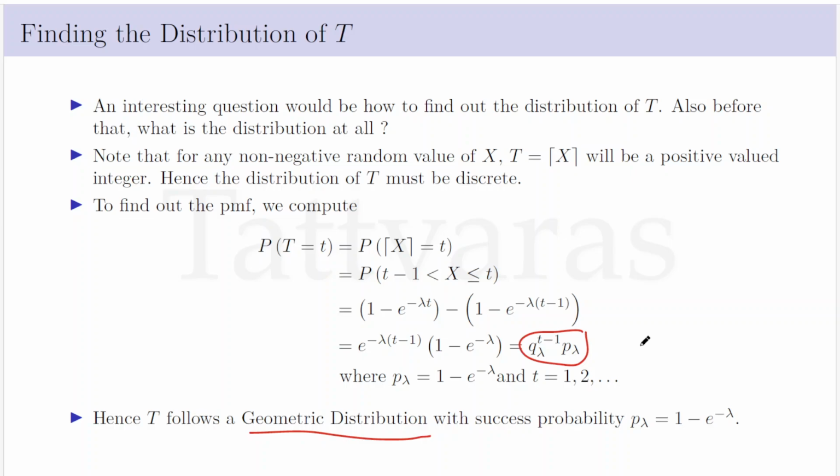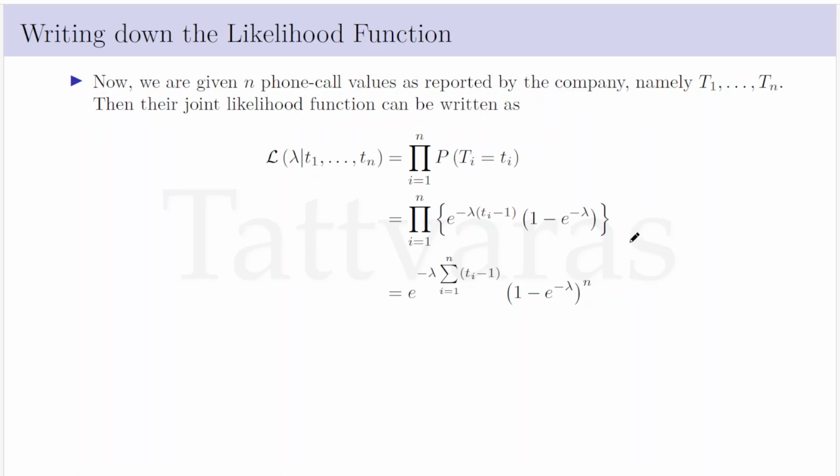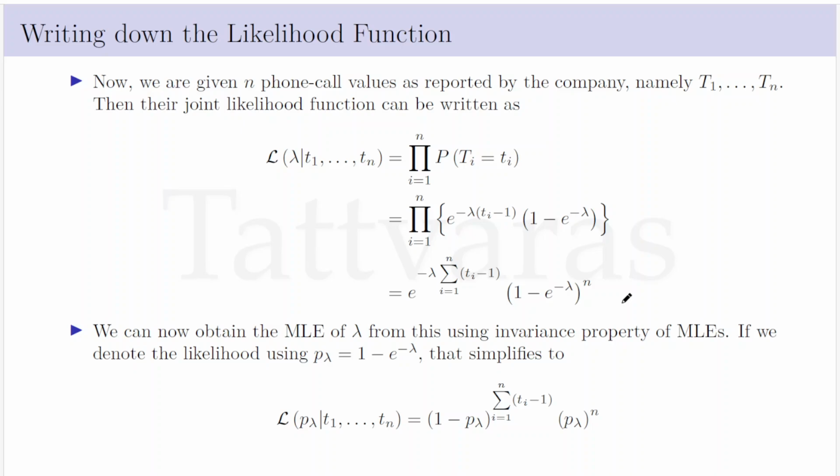So this is a geometric distribution with this kind of success probability. Now that means we will have a likelihood of n observations, right? So the likelihood of lambda given observations small t1 to small tn is just the product of individual probabilities. That will be the product of n geometric probability values at n points, and this will take this kind of form. So to obtain the MLE, we will do a trick.